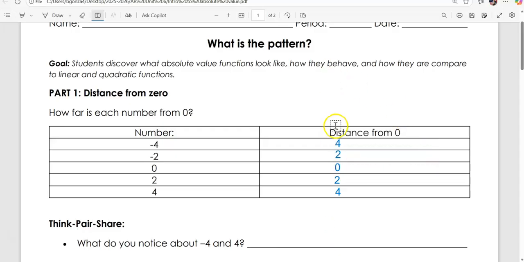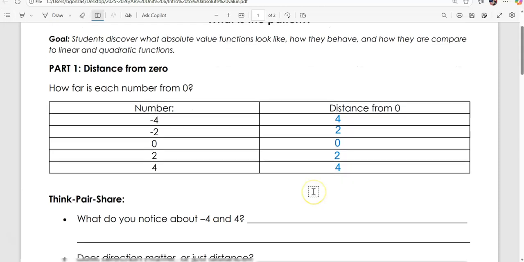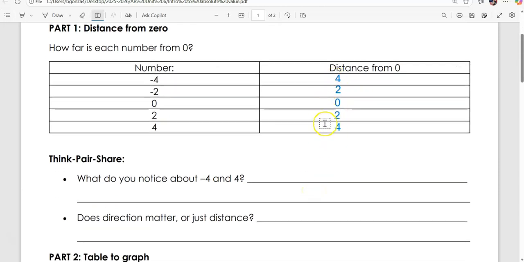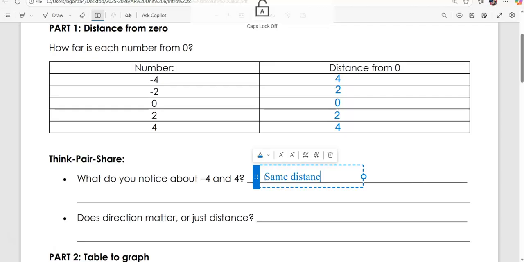So when we're talking about distance from 0, what did we notice about all of these values? What kind of numbers are all these? Positive, right? You're very good. So what do you notice about negative 4 and 4? Same distance from 0.